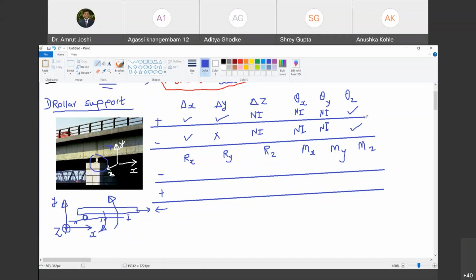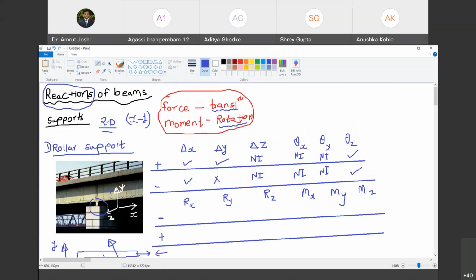Okay. Now tell me, look at delta x. Delta x is freely possible in positive and negative direction. So will there be any reaction corresponding to delta x? No. And what is the reaction corresponding to delta x? Whether it will be force or moment? Force, because delta x is translation. Are you with me? Yes, sir.